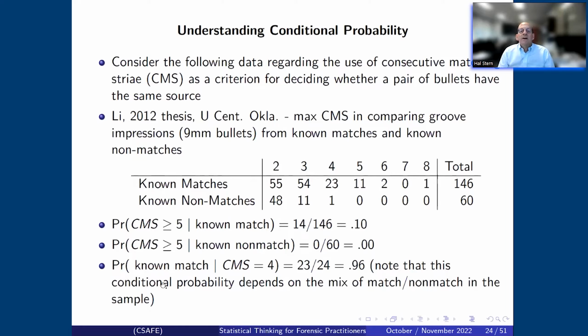One of the things that's especially interesting here is the last item, which seems like it might be interesting to us. We might be interested in saying, oh, I saw 4 consecutive matching stria. That only seems to happen with known matches, and therefore I should call this a known match. That's a perfectly logical argument, but it turns out that there is a complication with that argument, which is that the answer will depend on how many known matches and how many known non-matches the thesis student ended up looking at.